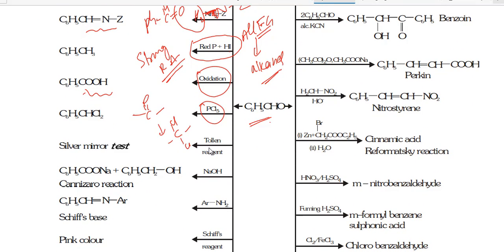In the last class we discussed that aldehydes give the silver mirror test, which is also known as Tollens reagent. The chemical composition of Tollens reagent is ammoniacal silver nitrate, actually ammonium hydroxide plus AgNO3 combination, forming a complex, that is Tollens reagent.